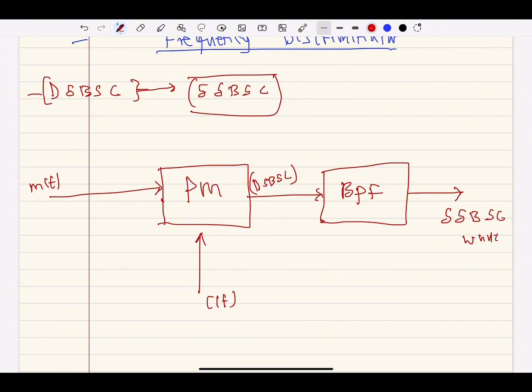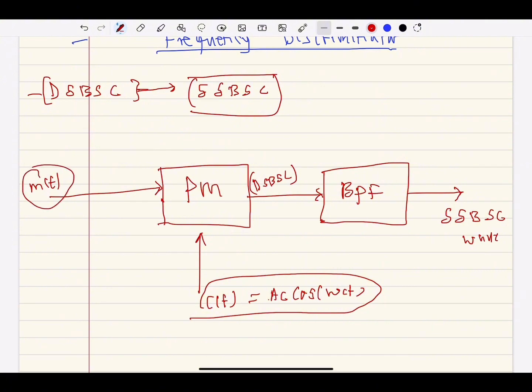As I explained earlier, remember that our c of t is the carrier wave, having the formula A_c cos omega_c t. This carrier signal has a higher frequency, and it's the one that we are using to modulate our message signal, m of t. I was explaining earlier that if you want the upper sideband as your SSBSC output wave, you need to tune this bandpass filter in such a way that its frequency range will fall within the upper sideband frequency range.